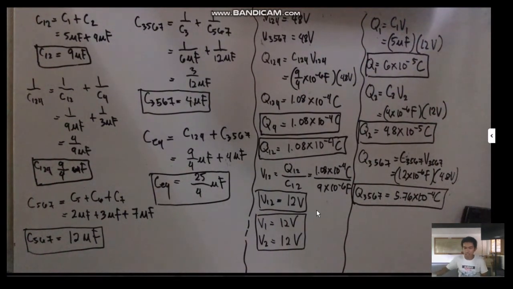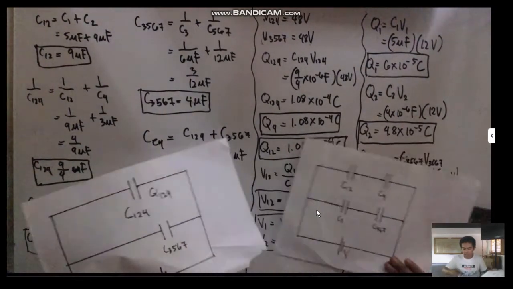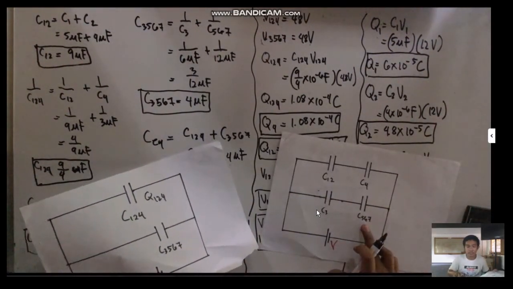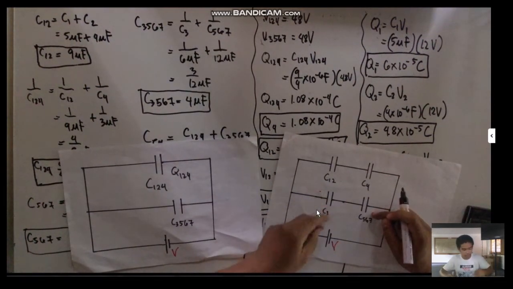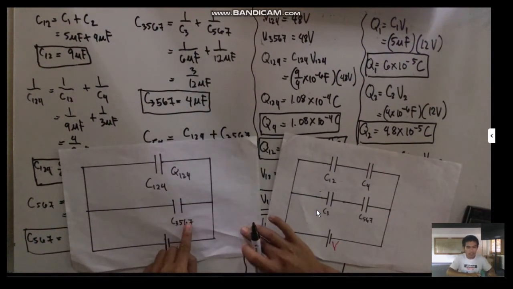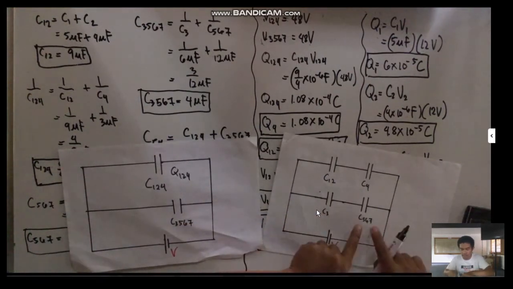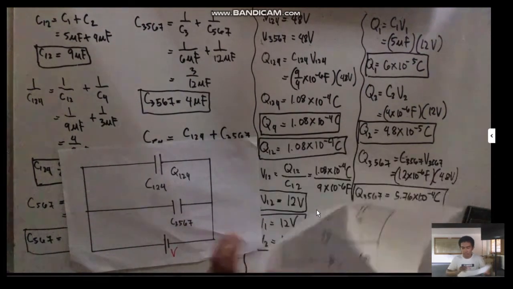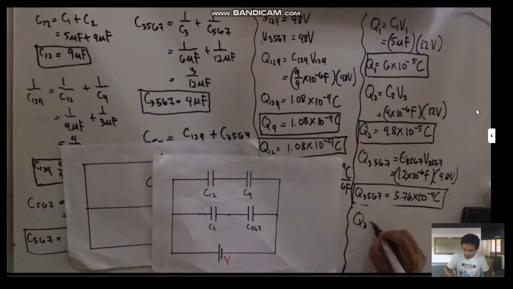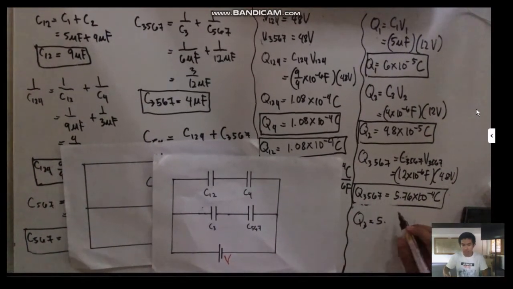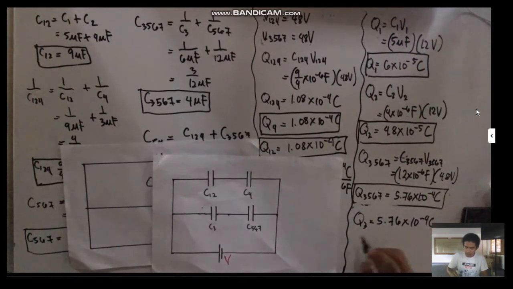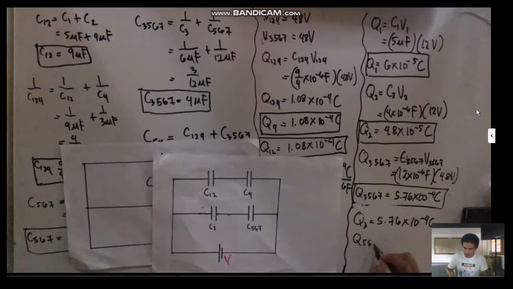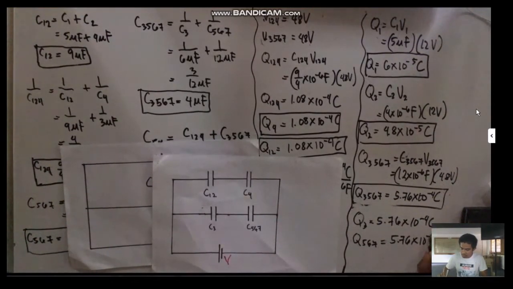Alright, since C3 and C567 are connected in series, the equivalent charge of C3567 will be experienced by C3 as well as C567. Meaning Q3 will also experience a charge with magnitude 5.76 times 10 to negative 4 coulomb, and Q567 will also experience 5.76 times 10 to negative 4 coulomb.